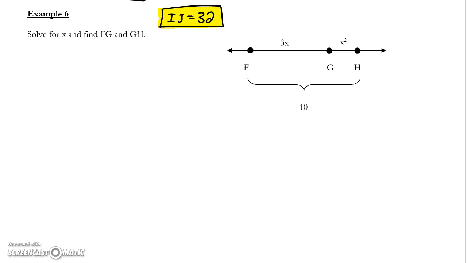So, the concept is the same. I have segment FG, that's one small segment, it's 3x, plus segment GH, another small segment, that's x squared, equals the length of both of them combined, which is 10. So those of you who've struggled with algebra in the past, pay close attention to what we're talking about here.